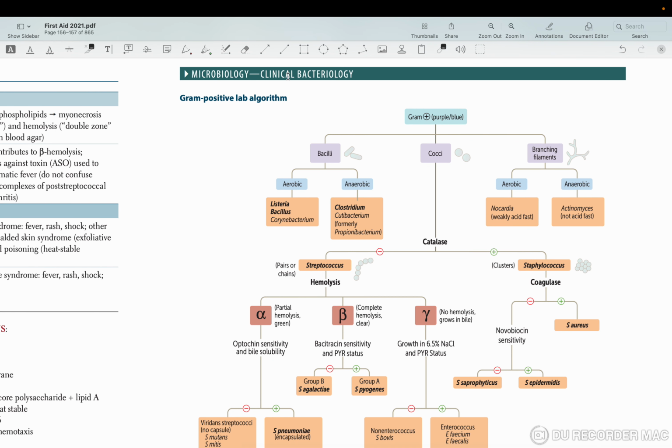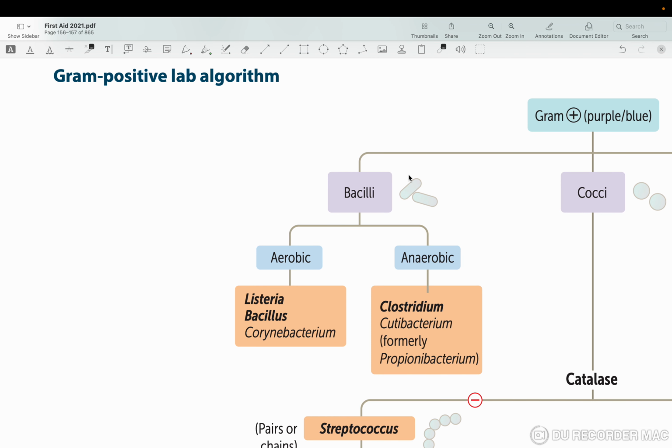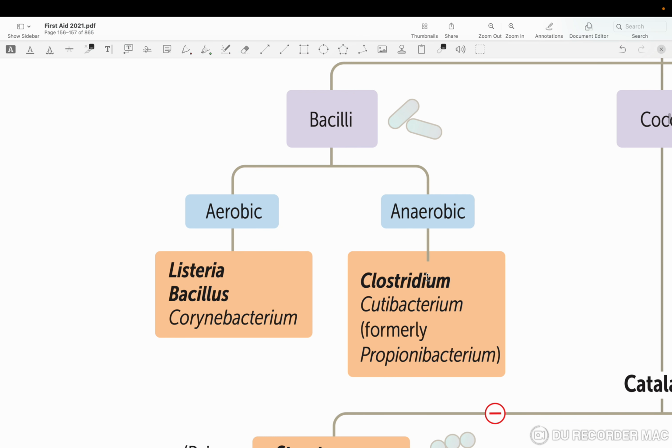Let's take a look at the bacilli. Well, if we speak about the bacilli, bacilli means rod, yeah? So we have aerobic and non-aerobic. Aerobic ones are Listeria, which is important in a pregnant lady. We have the Bacillus, like Bacillus anthracis, for example. Well, anthrax loves the lung, so it means it's aerobic. Corynebacterium, which can lead to the pseudomembrane inside of the throat.